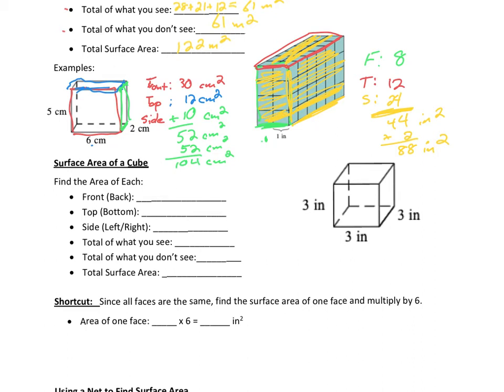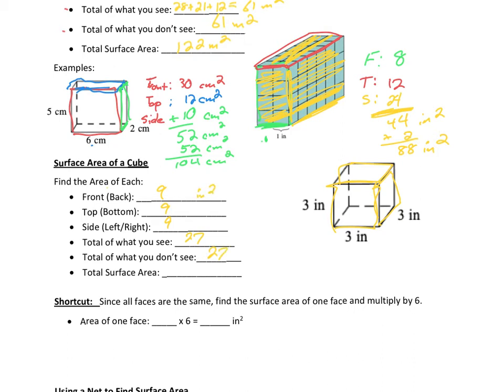Okay, let's find the surface area of a cube. A cube we know is a rectangular prism. So let's find the area of each. Okay, my front is 3 times 3, 9. My top is 3 times 3, 9. My right side is 3 times 3, 9. See the pattern? Total of what we see, 27. What we don't see, 27.